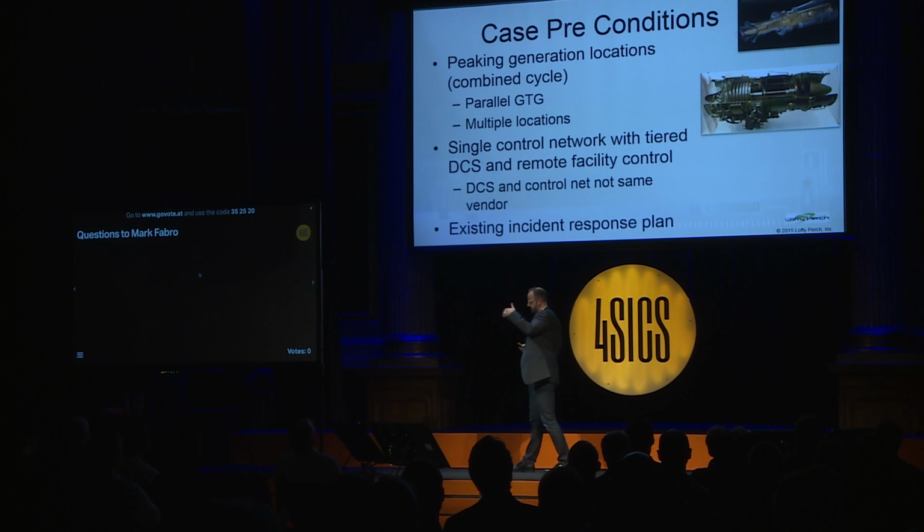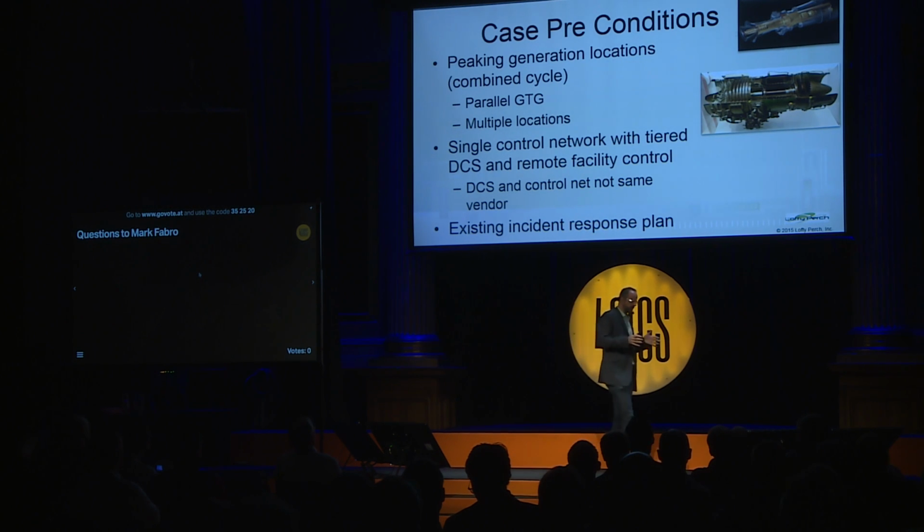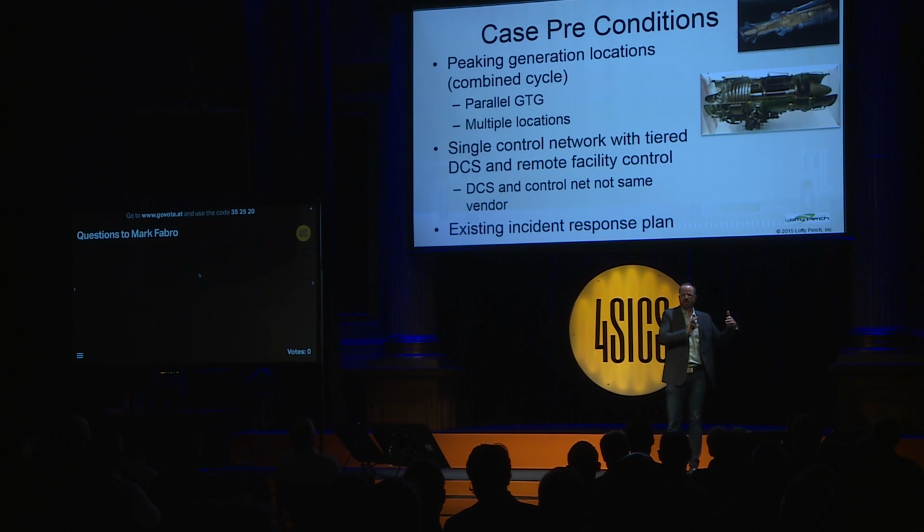So let's look at the case preconditions right now. We're talking about gas turbine generators. They're parallel GTGs in a cogeneration facility, and there are multiple locations for this. We have a primary location, with local HMI and engineering workstations at the generation facility itself.